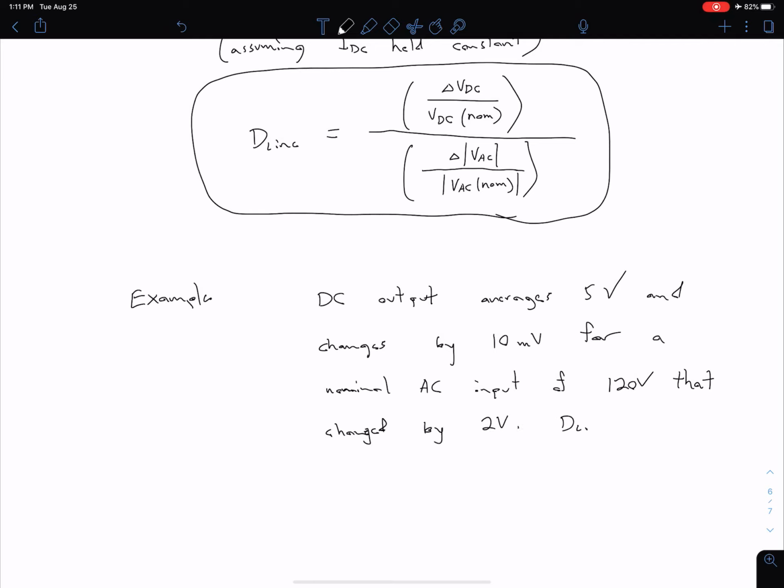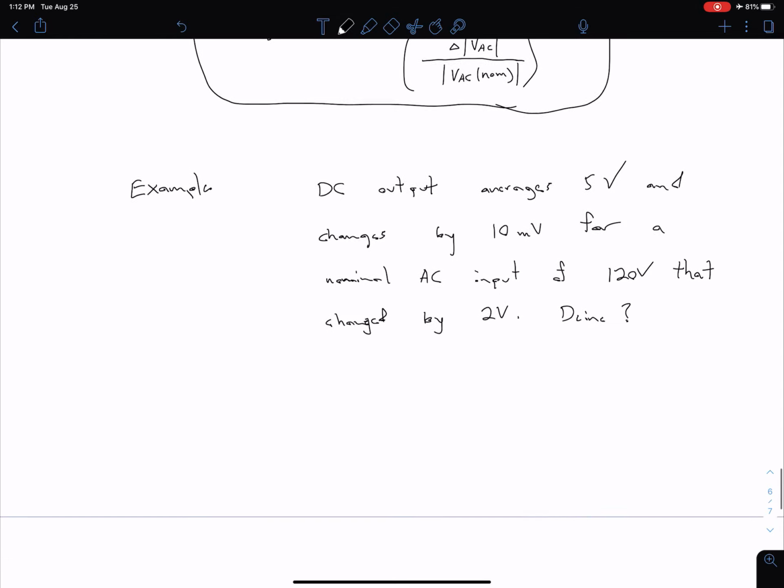And so we want to know what is our fractional line regulation. Basically the question is almost backwards: on our AC side, we have an AC input of 120 nominally, but it changed by 2 volts. So maybe it dropped down to 118 or it went up to 122. So it's changed by 2 volts. And what that's caused to happen is our DC output, which is typically 5 volts, has now changed to either 5.01 or 4.99. I believe that's right. Either up or down by 10 millivolts.